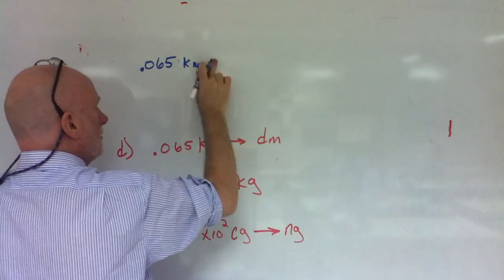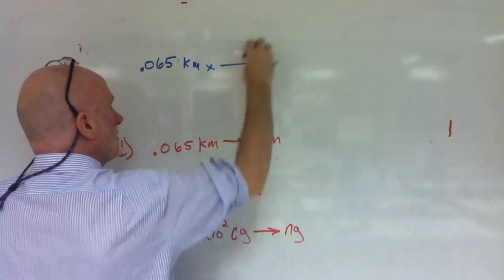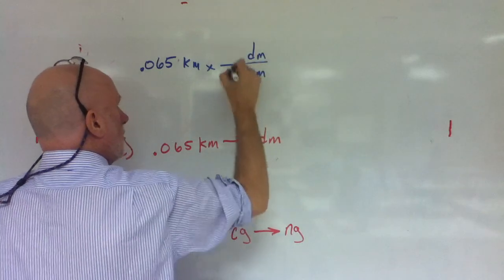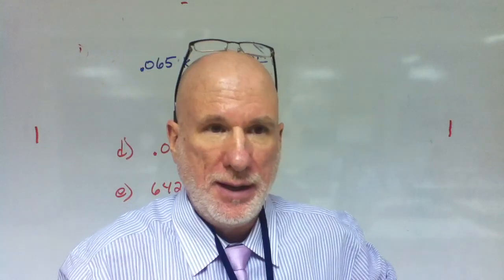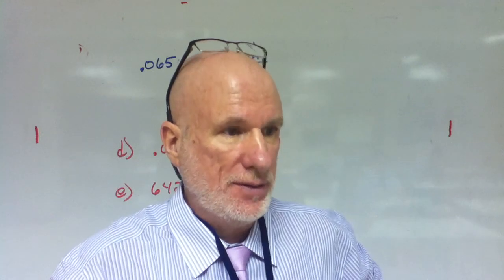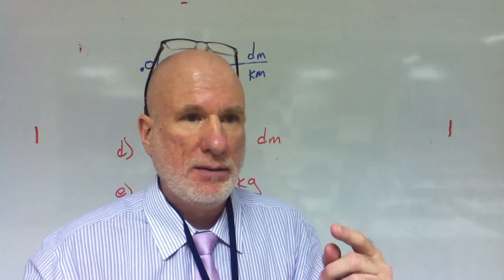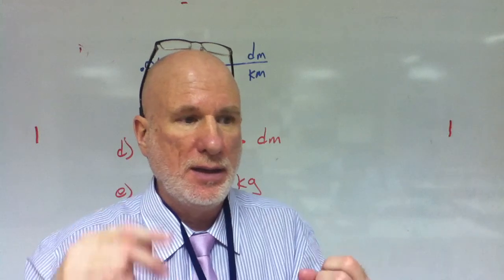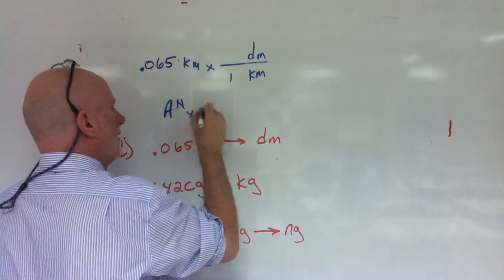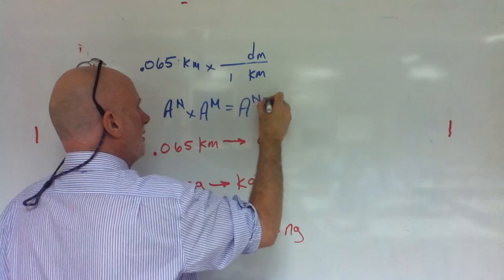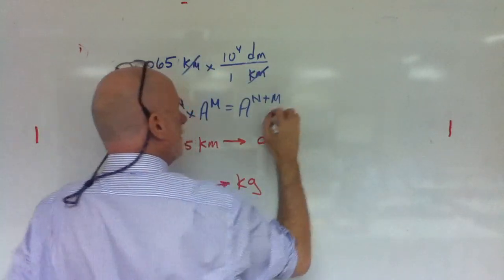Kilometers to decimeters. 1 kilometer, let's see. Kilometer is 10 to the third meters, and then a decimeter is a tenth of a meter, right? So what would I say? How many decimeters are there in a kilometer? It would be 10 to the third times 10 to the first, 10 to the fourth. Remember, a to the n times a to the m equals a to the n plus m, right? So the answer would be what?